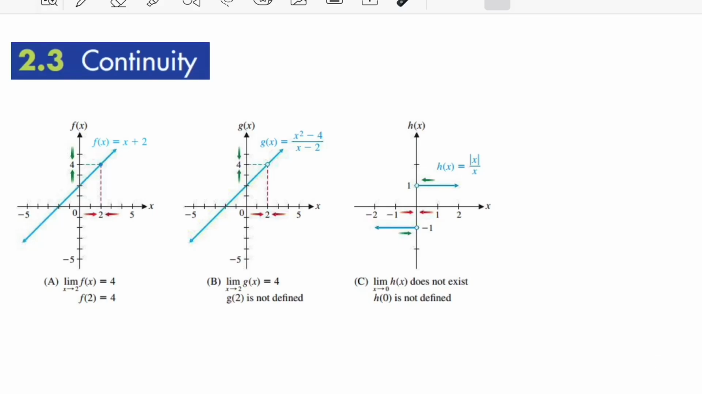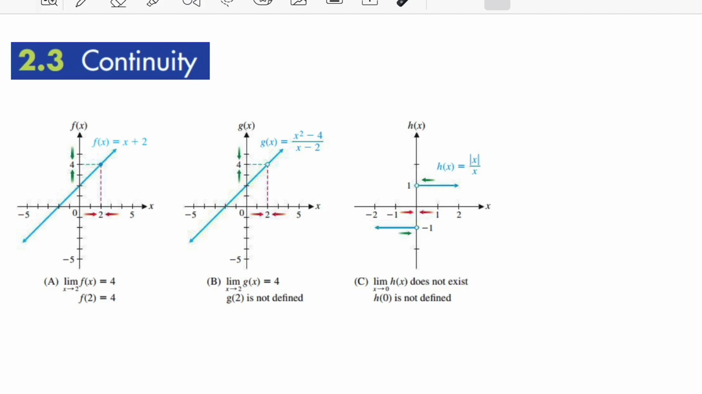Alright, so in this video, we're going to go over section 2.3 of our textbook, which talks about continuity. So informally, a function is said to be continuous over a certain interval if its graph over that interval can be drawn without removing your pen from your paper when drawing it.